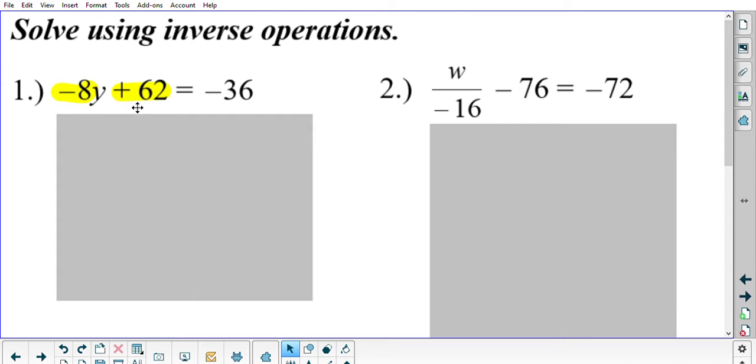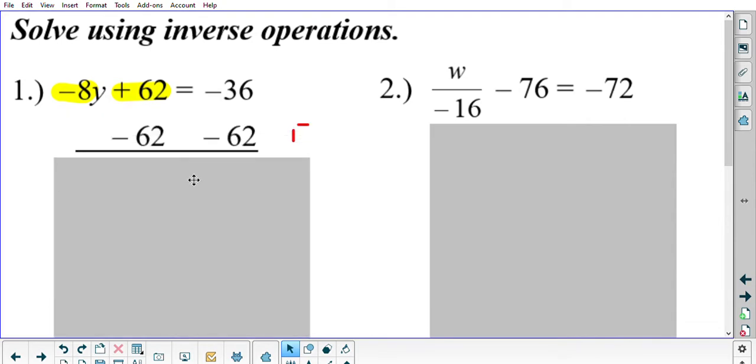So instead of dealing with this multiplying by -8, we're going to start in the opposite order and start with the adding by 62. What is the inverse of adding by 62? Of course, it's subtracting by 62. We're going to do that to both sides. Now, on the right side, we had a -36. How do you subtract when there are negative numbers? Well, I know some of you might be using a calculator, but if you're not, go back and think, how did we learn subtraction with negatives earlier this school year?